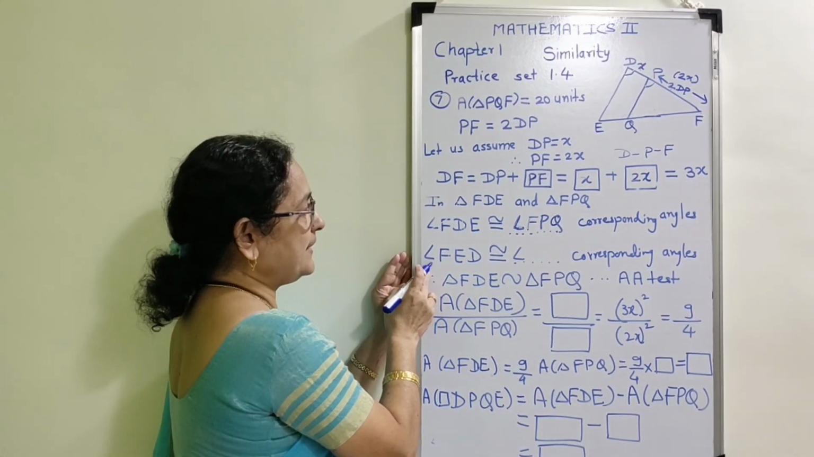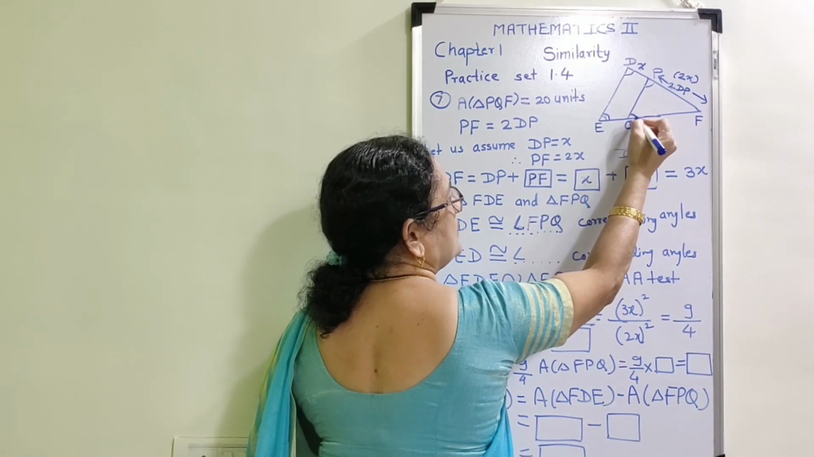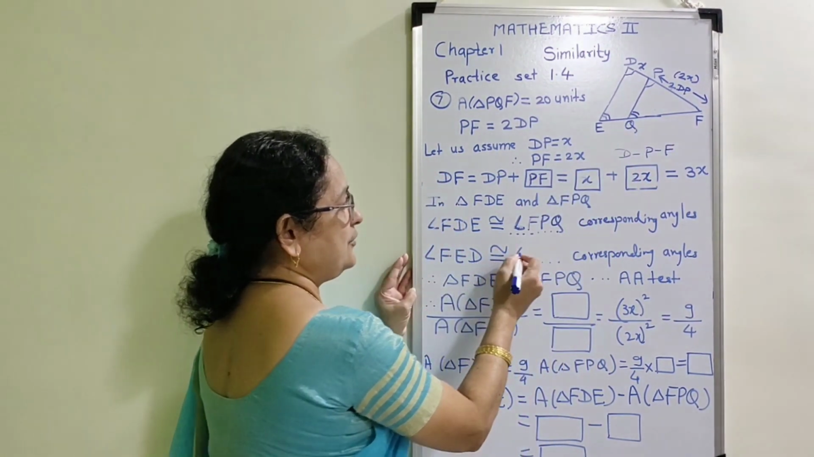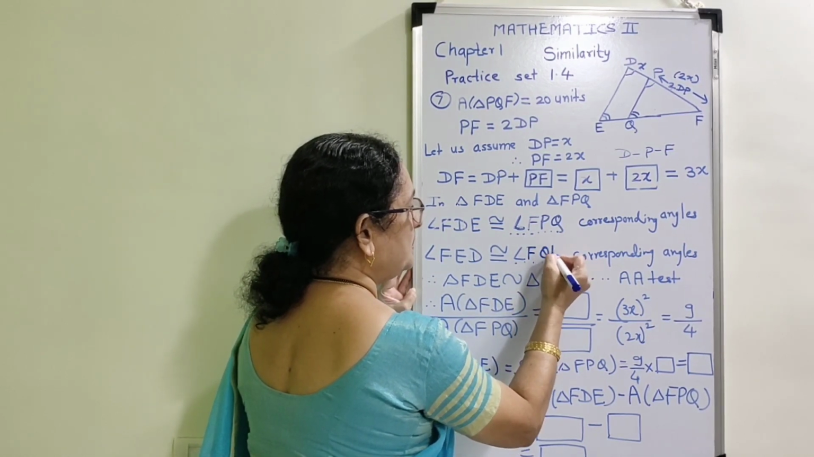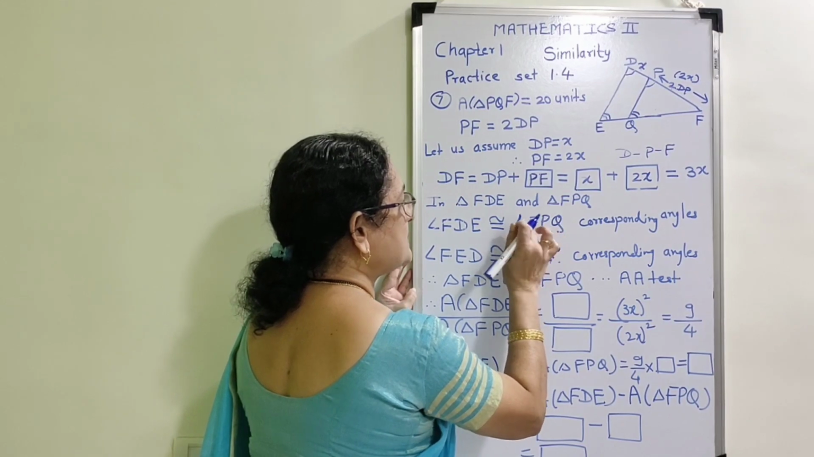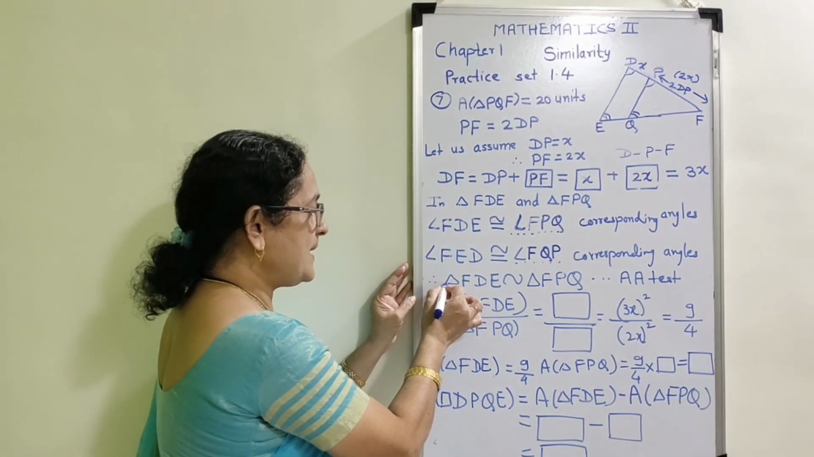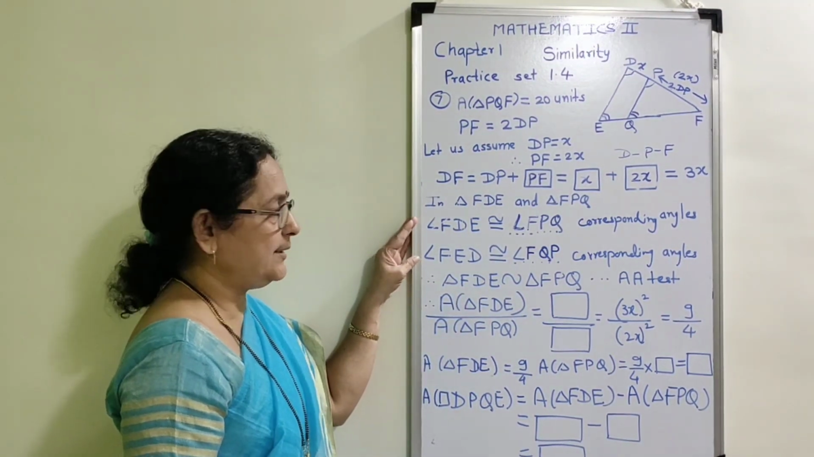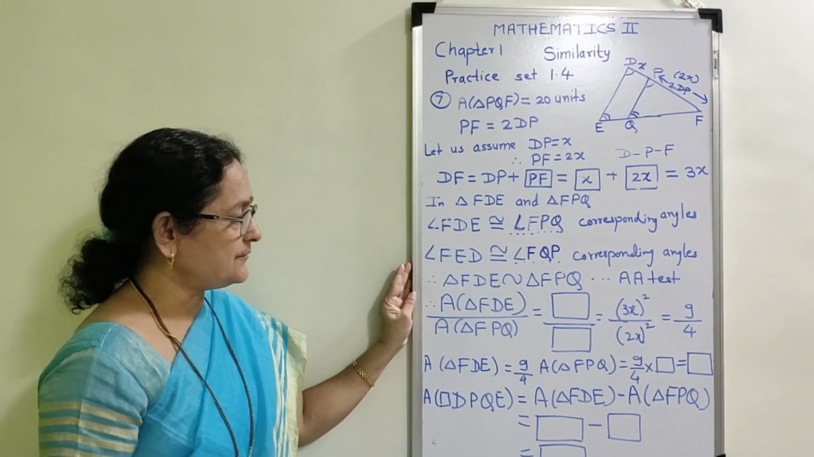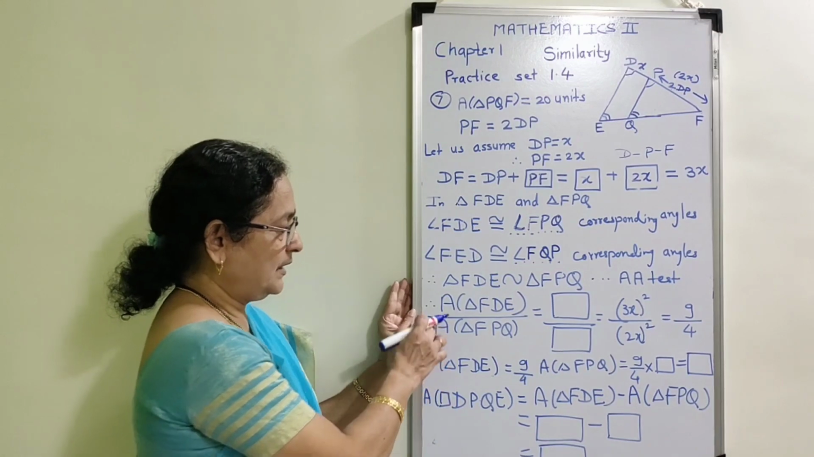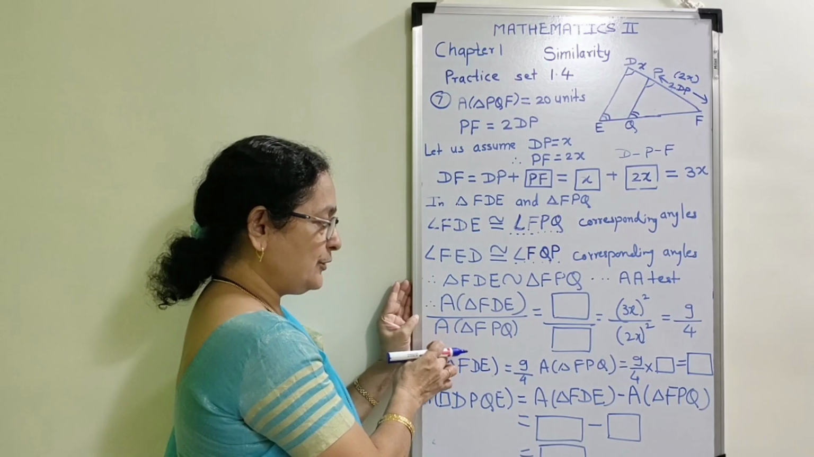Now consider the second pair, angle FED. These two are corresponding angles, so the second is angle FQP. Therefore, since two pairs of angles are congruent to each other, the triangles are similar by the test of similarity. Now, first of all, apply the theorem of areas of two similar triangles.